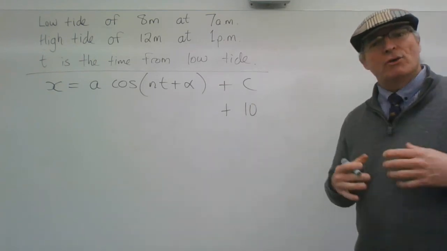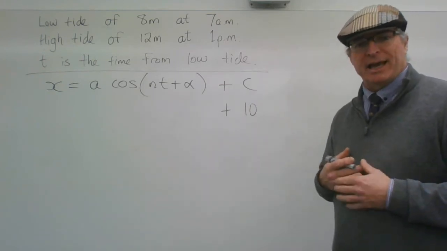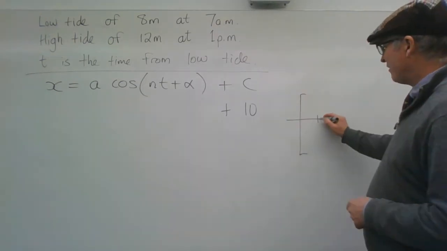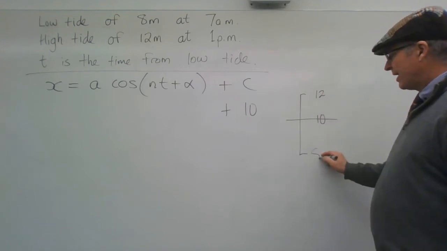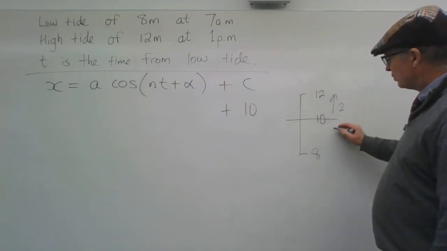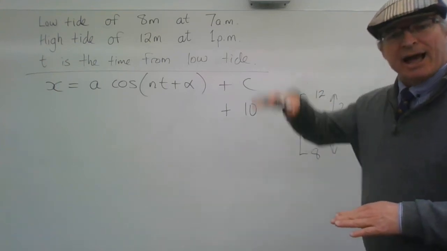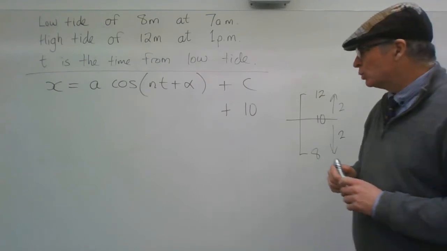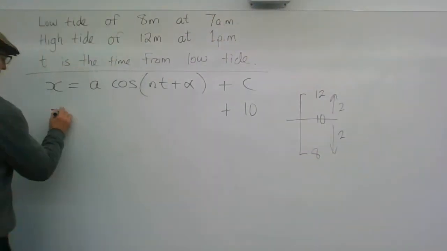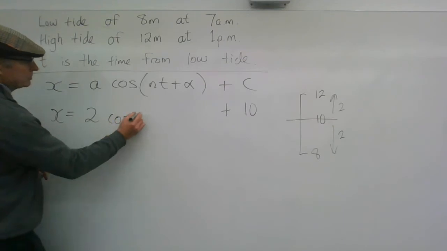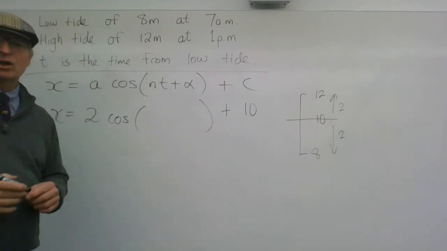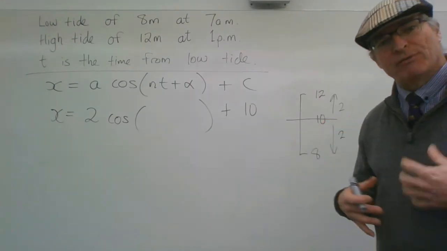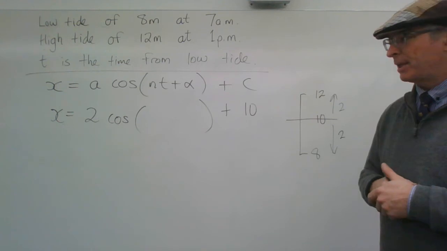All right. Also, the amplitude of our oscillation is easy to see. I just erased that off, so I'll just draw that back up. But if we're at 10 and we're going up to 12 and down to 8, we're going up 2 and down 2. So from the center, up and down, we're going up and down 2. So the amplitude of the wave is 2. So that's going to go here. x is equal to 2 cos. And now we've just got to work out what n and alpha are, and we've got our standard equation set up here.